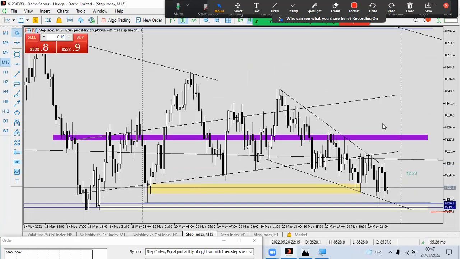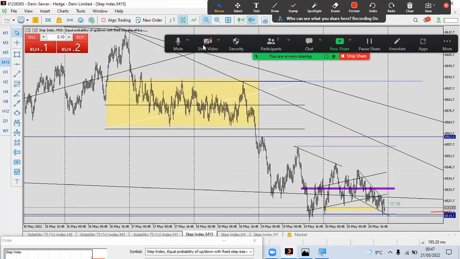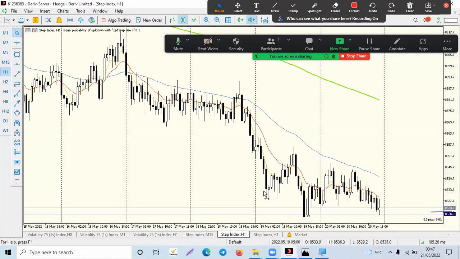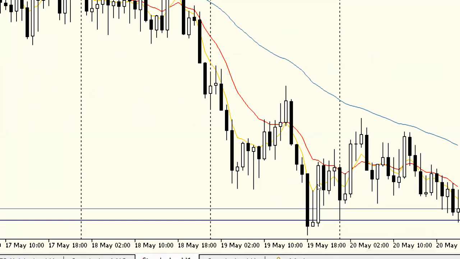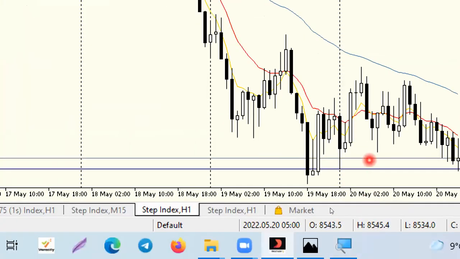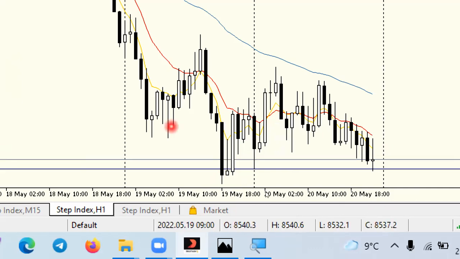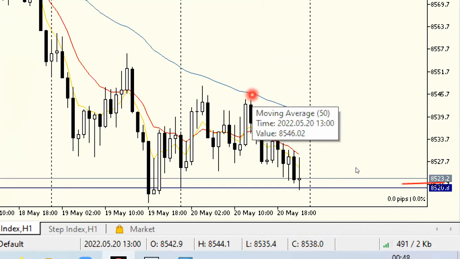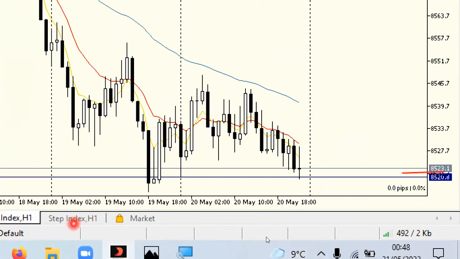Let me do this. Let's check on this area. We filled this volatility. We filled the volatility of that particular week. And I won't be hoping to break that low, that previous low. No, never. It will never happen. Look, we are gonna break this 50 moving average. We are gonna cross them up.